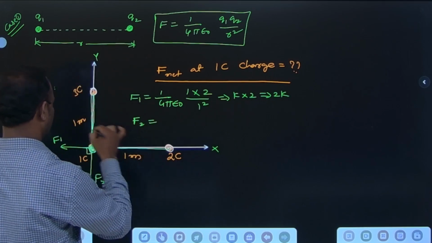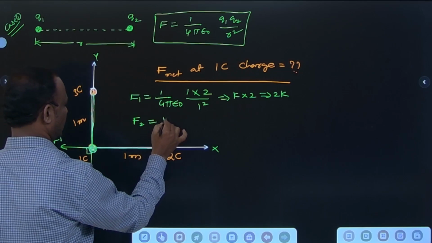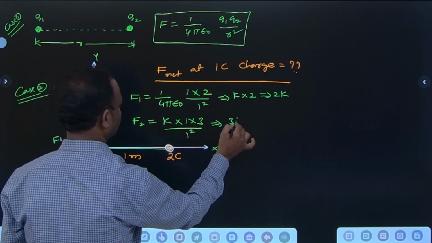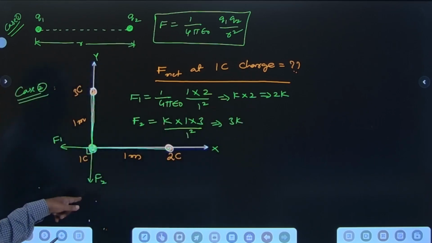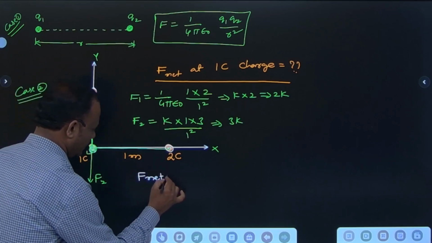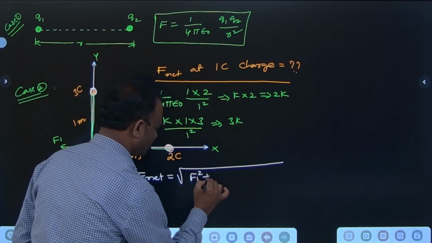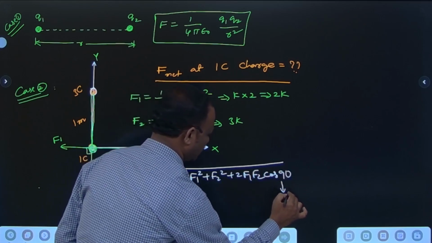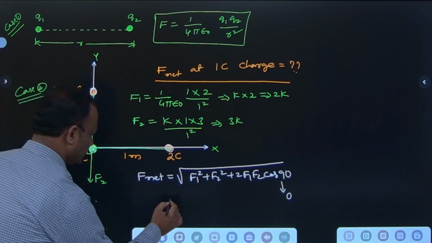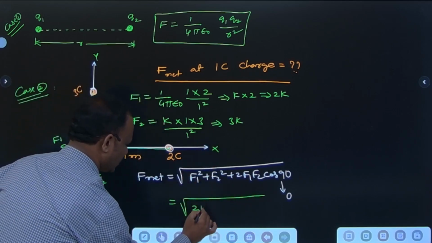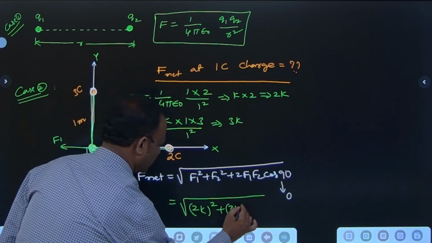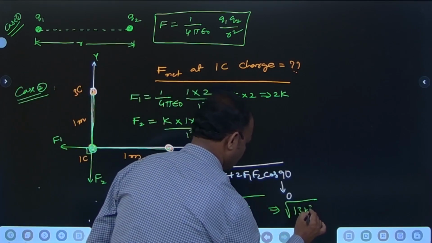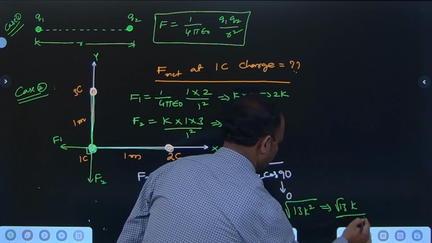And F2, if you write between these two, K into Q1 Q2, 1 into 3 by 1 square, it's 3K. So what is the net force between these two? F net is equal to the root of F1 square plus F2 square plus 2 F1 F2 cos 90 degrees. What is the cos 90 value? 0. So this is under root of 2K square plus 3K square, 4K square plus 9K square, so 13K square. Root 13K is my answer.